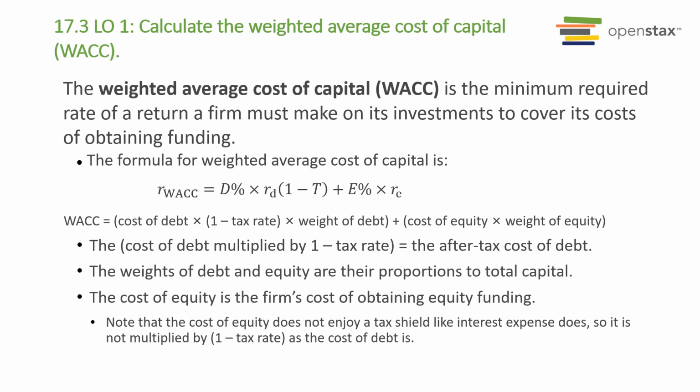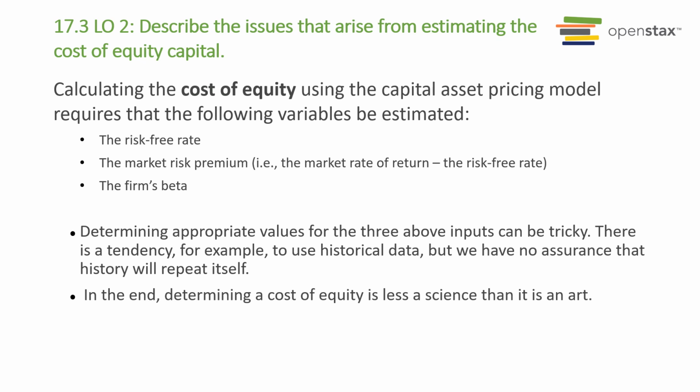D% and E% represent the weight of debt and common equity, respectively, in the capital structure. The after-tax cost of debt is RD times 1 minus T. The cost of common stock capital is represented by R sub E. The cost of debt multiplied by 1 minus the tax rate is the after-tax cost of debt. The weights of debt and equity are the proportions to total capital. The cost of equity is the firm's cost of obtaining equity funding.